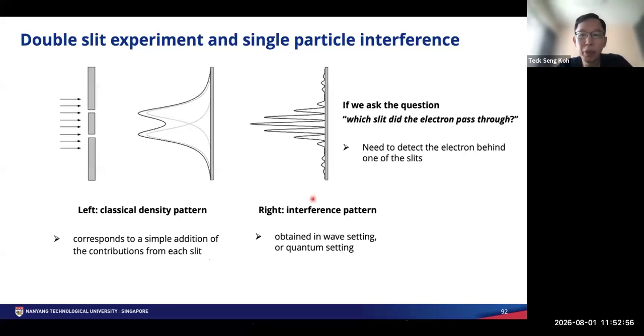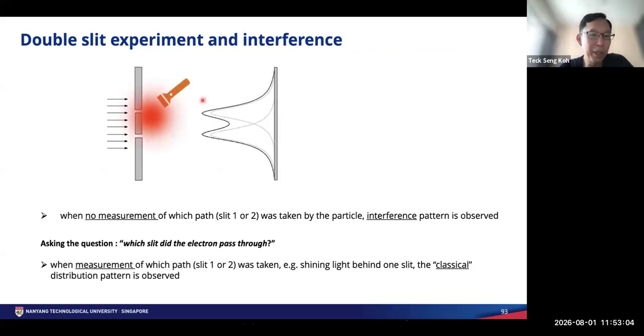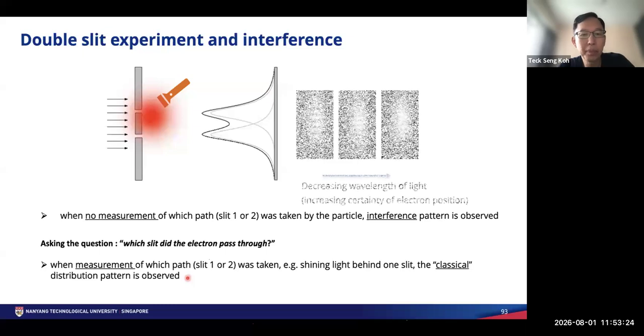So if we ask the question, which slit did the electron pass through, then you need to detect the electron behind one of the slits. How do you do that? Maybe you can think about shining a light. But when you shine light, say behind one of the slits, then you lose the interference pattern and you get a classical pattern now. So by asking the question, which slit did the electron pass through, you kind of disturb the way it passes through.